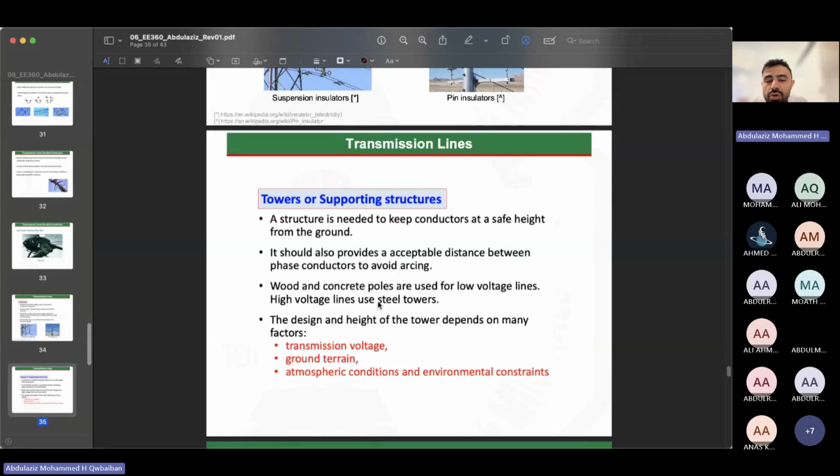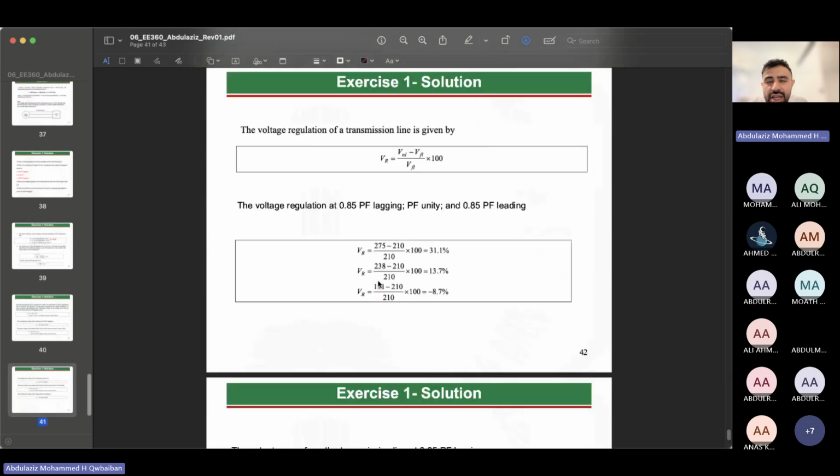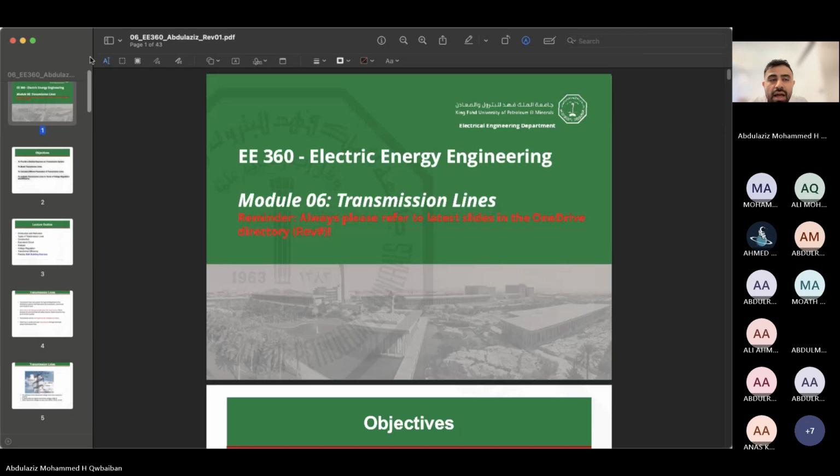You can use wood or concrete for low voltage and steel for high voltage. And the design should depend on the voltage level, the ground terrain, as well as the environment around it. Are you in a mountain area or valley or near the sea or in the desert, etc. So with that, we finished the transmission line chapter. Please study it for the fake quiz. Any question about it?